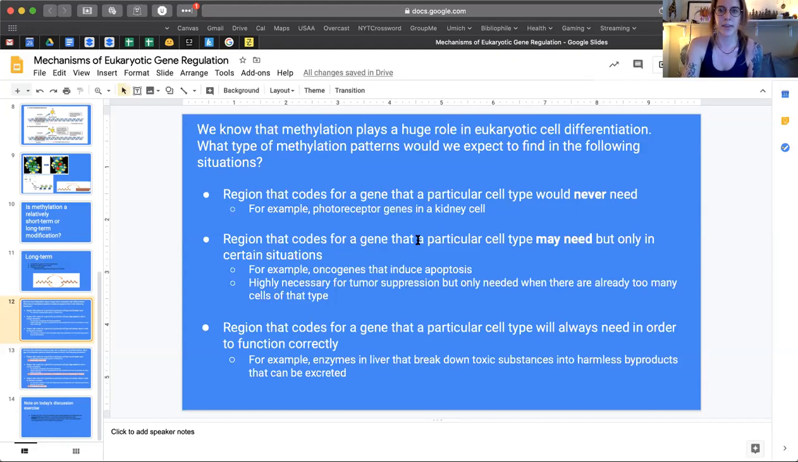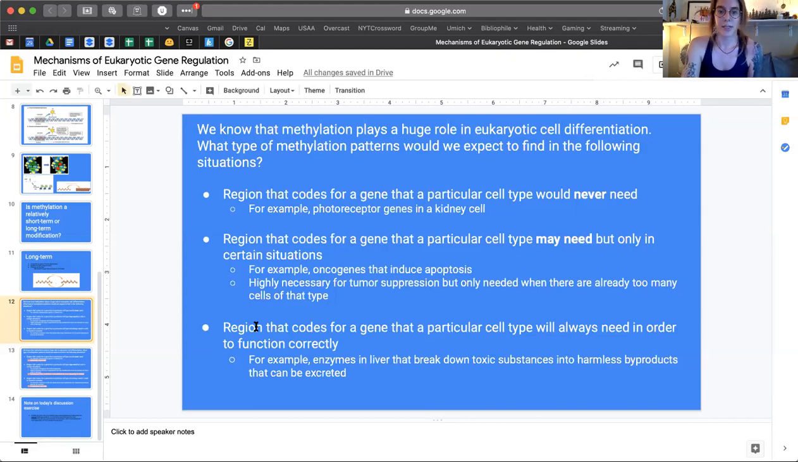So we want those to be available, but not necessarily always. So try to predict what would happen in terms of methylation there. And then thirdly, let's say that we had a region that codes for a gene that a particular cell type would always need in order to function correctly.